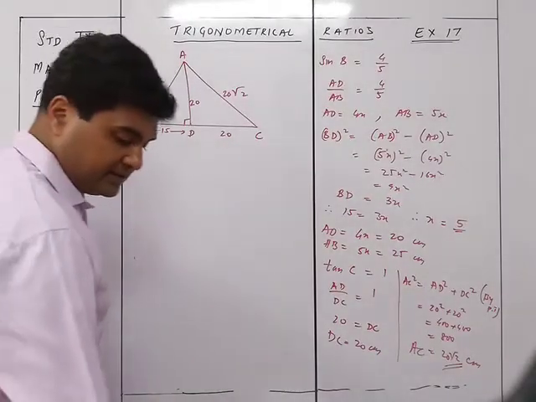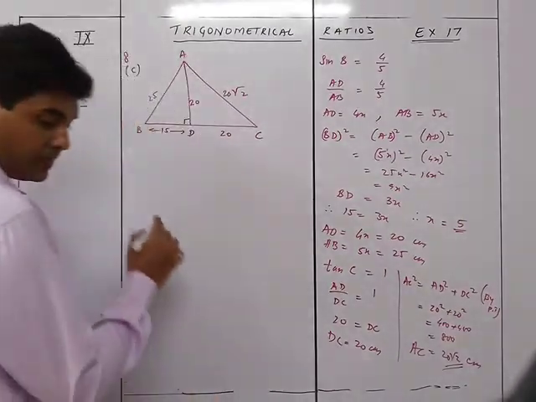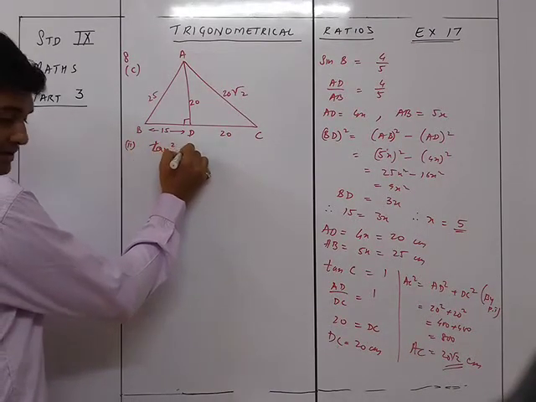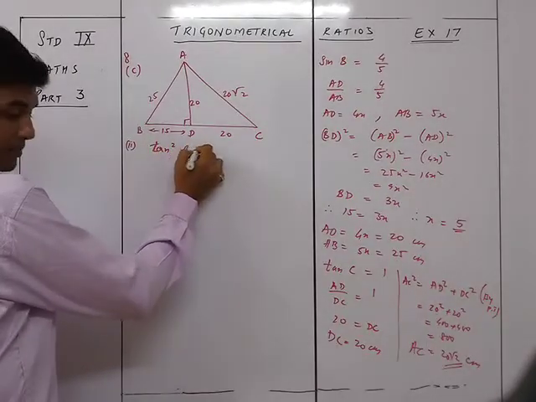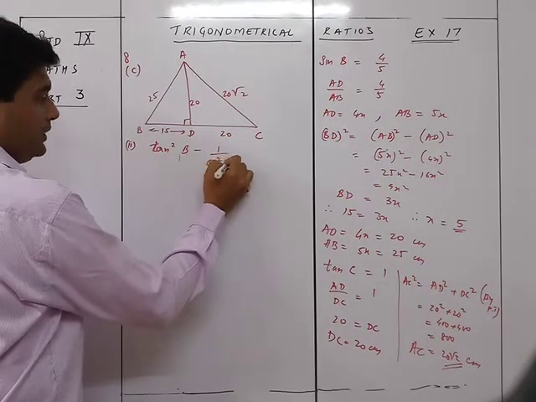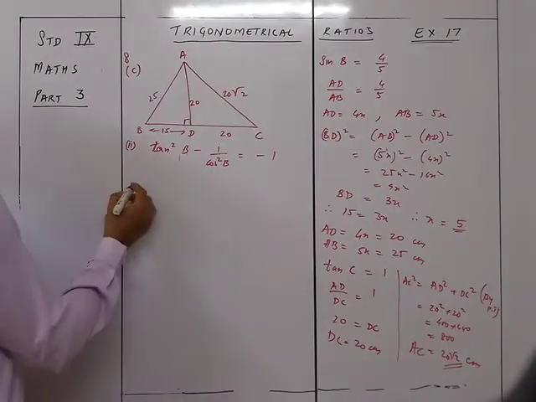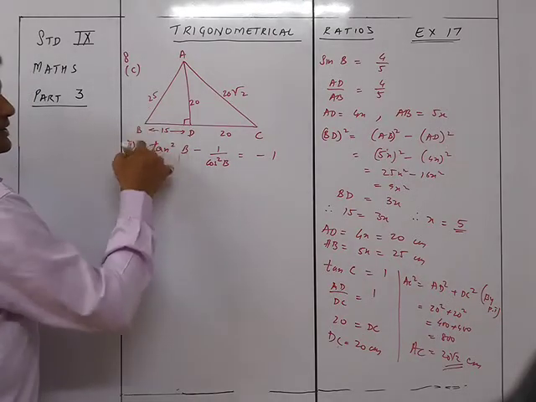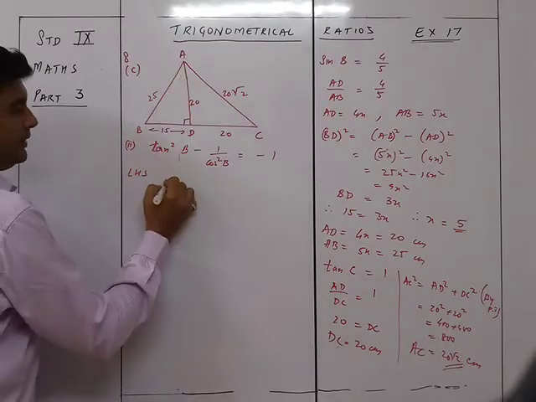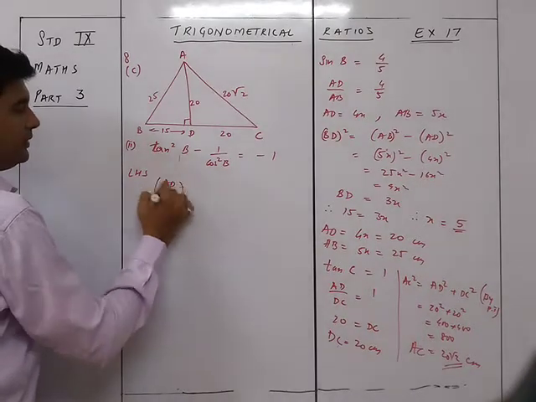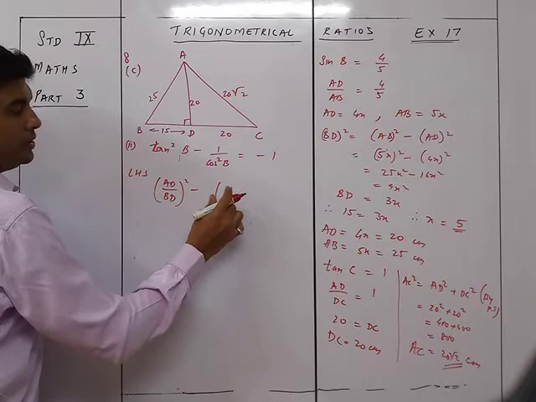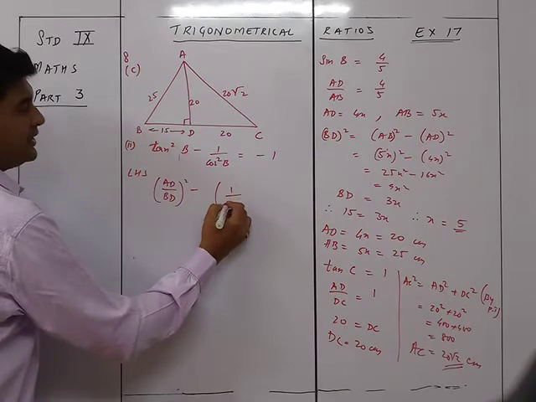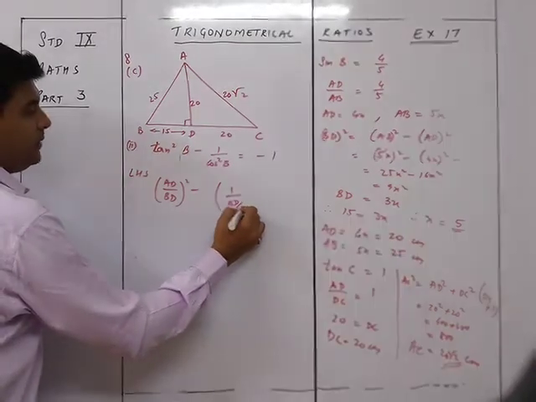Next I want to prove that tan square B minus 1 upon cos square B is equal to minus 1. This is what I have to prove. So we'll take the LHS. Tan square B. What is tan square B? Tan square B is nothing but AD upon BD the whole square, minus 1 upon cos B, which is nothing but adjacent 15, that is BD upon AB the whole square.